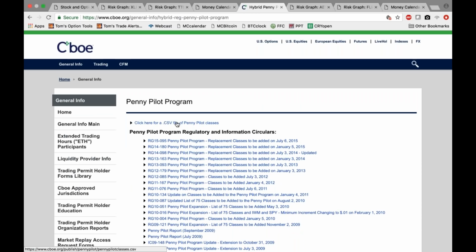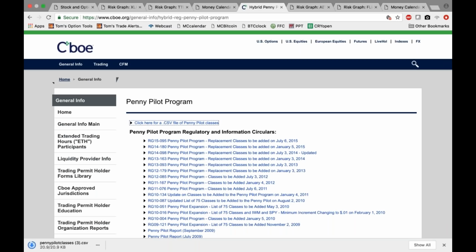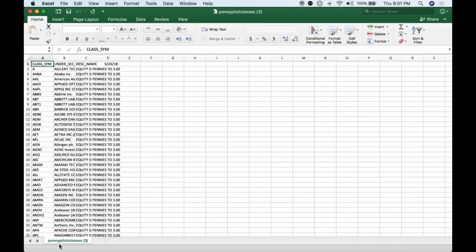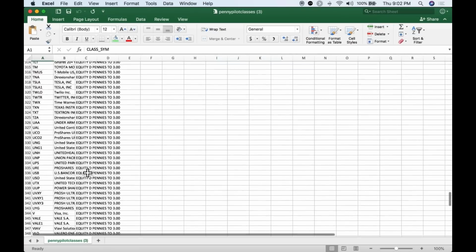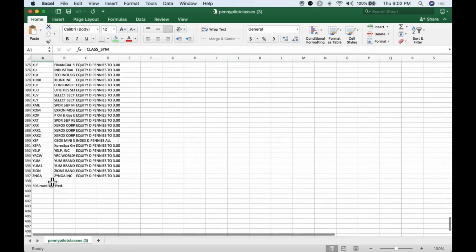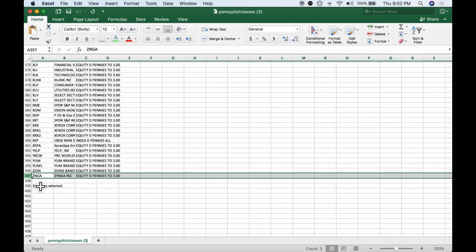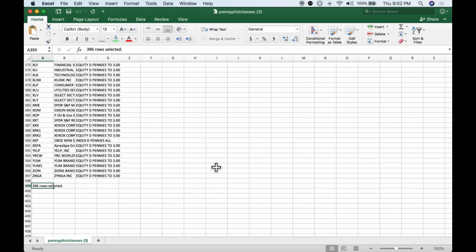I bring this up and look at it about every 3 months, and I download that new list. When you download that list, it's going to come in down here as a CSV file, which is an Excel spreadsheet. You pop that spreadsheet up, and it shows you all of the stocks in the penny pilot program as of today: 396 stocks. Okay, it says 397, but remember the first line's a header. So 396 stocks out of 4,000 optionables are penny pilot stocks.